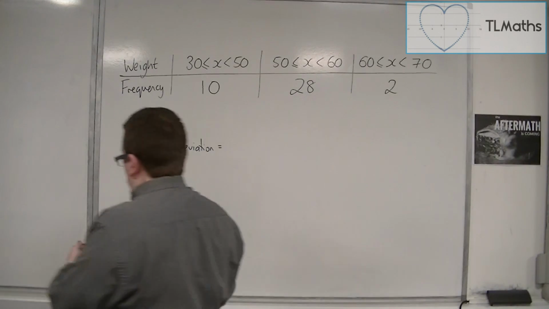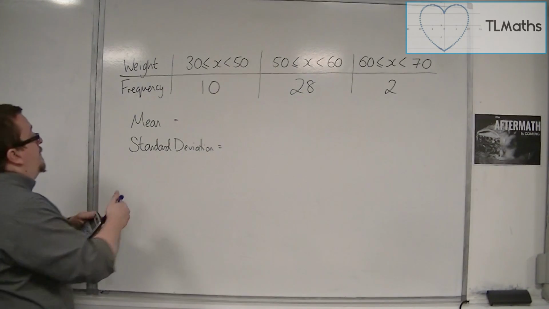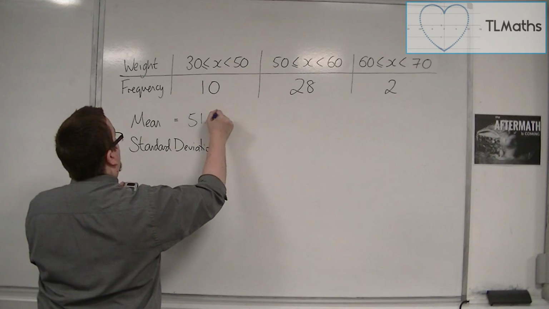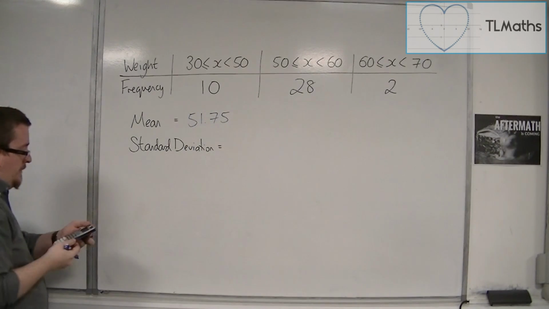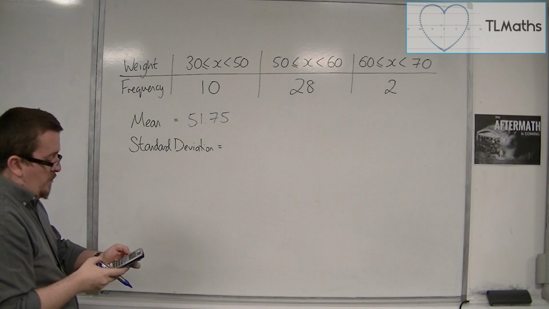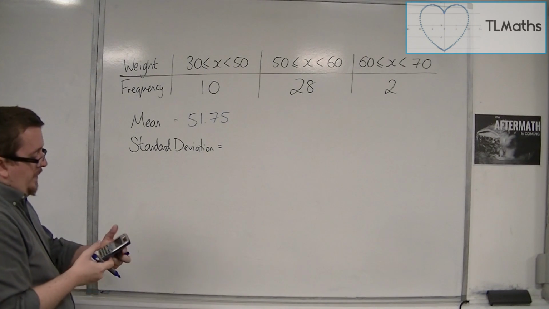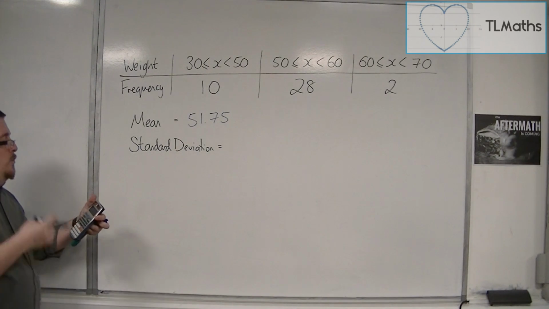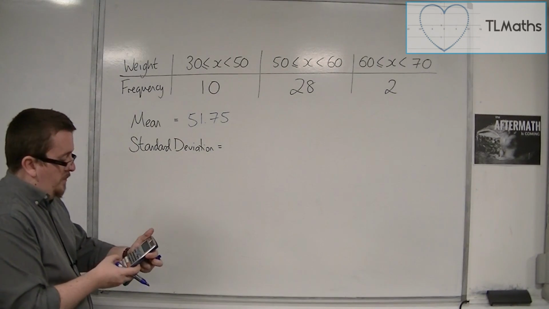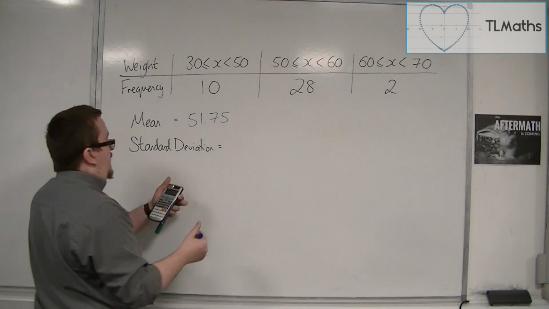So number 2 gives me the mean, so that's 51.75. Okay. And if I go shift and 1 again, 4 for var, and then we want the standard deviation, which is number 4, SX, which is 7.21.